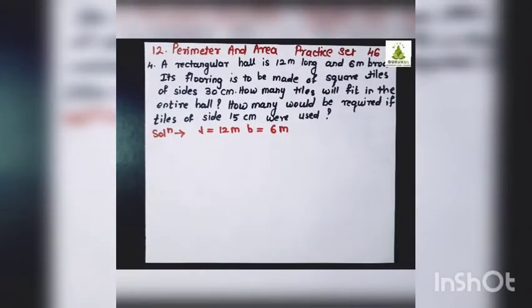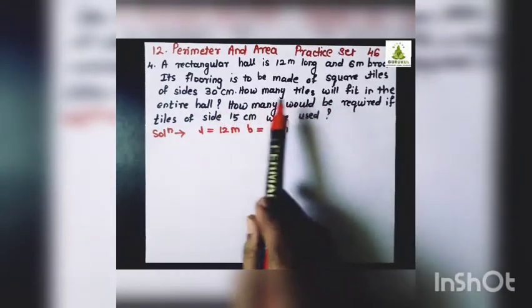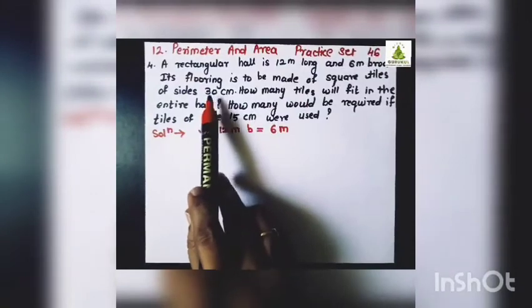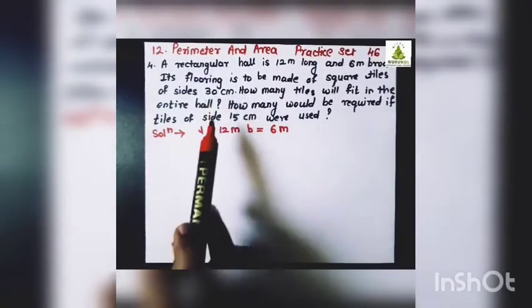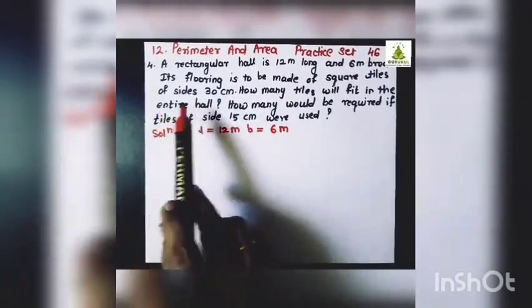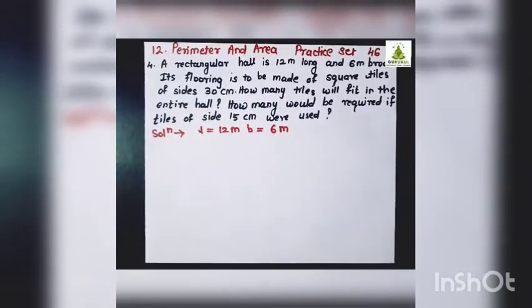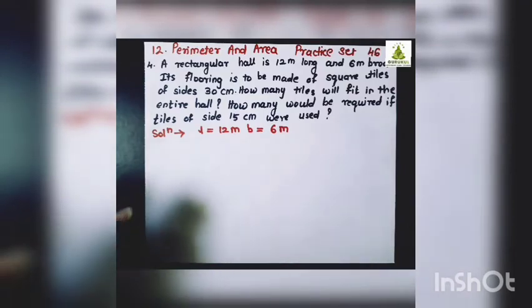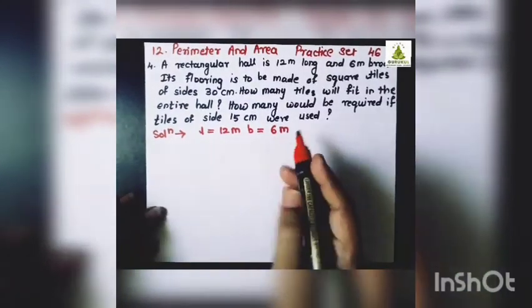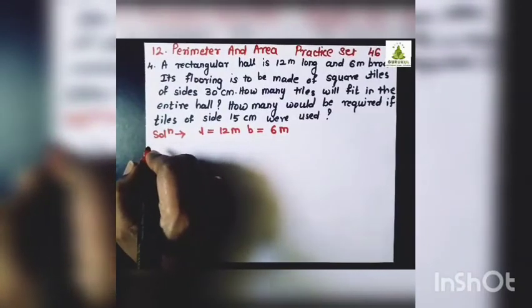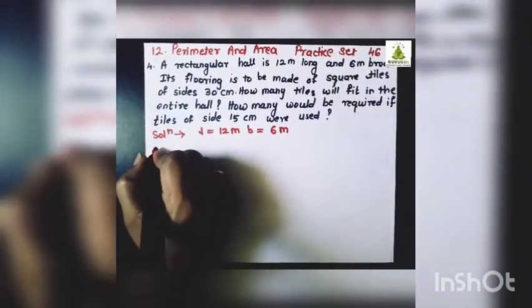So here they have asked us two questions. First of all, we have to find out how many tiles with this measurement, 30 centimeters, will be required, and if the tiles were 15 centimeter size, then how many tiles were required. So we have to calculate it twice. Okay, so first condition is what? They have given us length, they have given us breadth. So first we will find out the area of the hall, the rectangular hall.